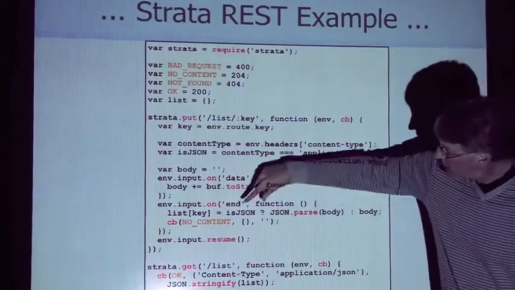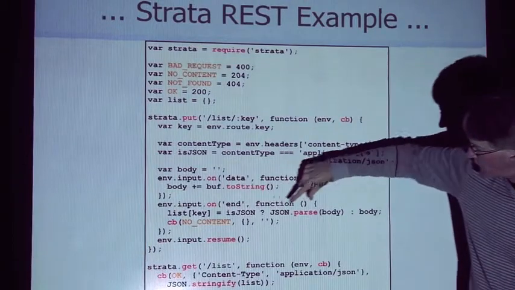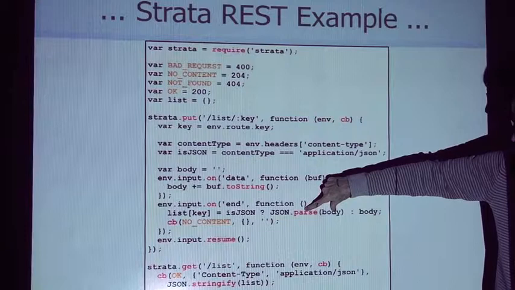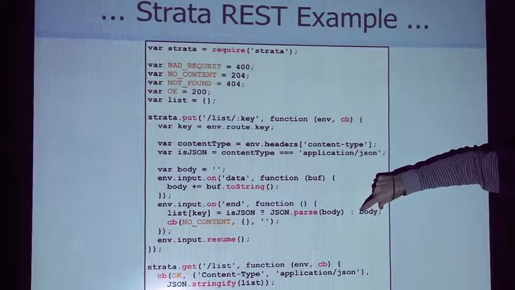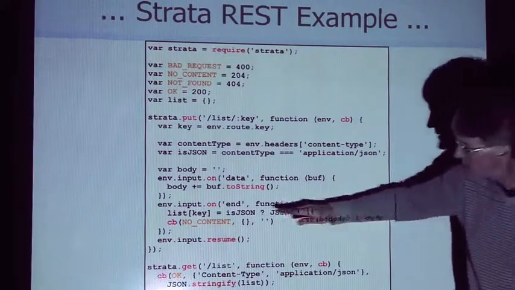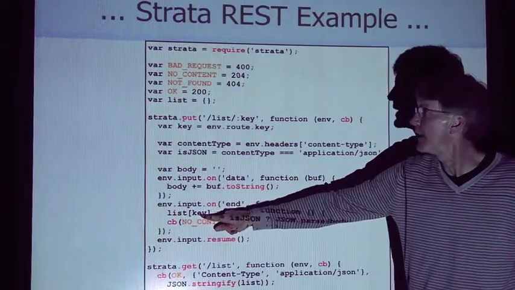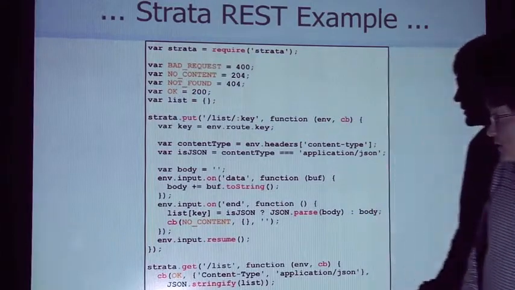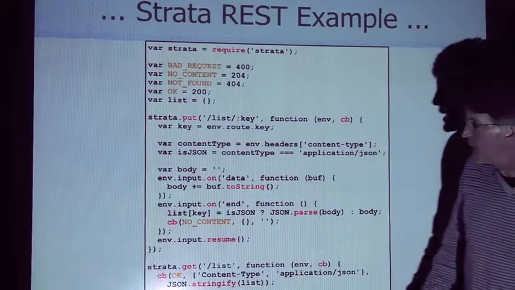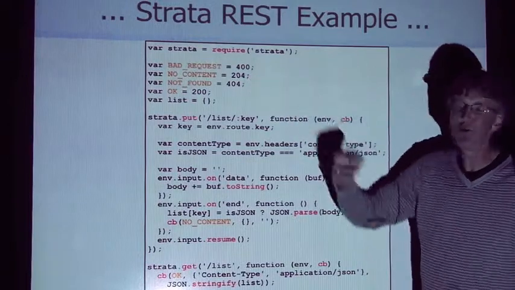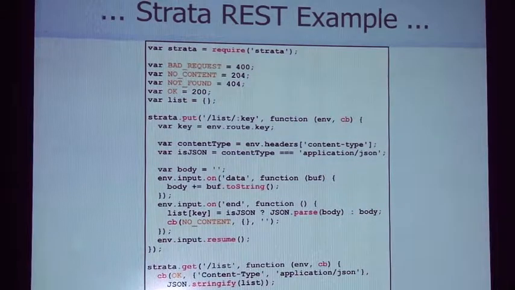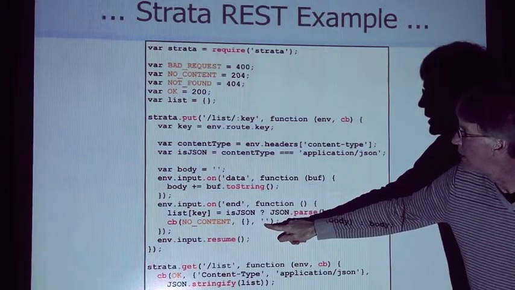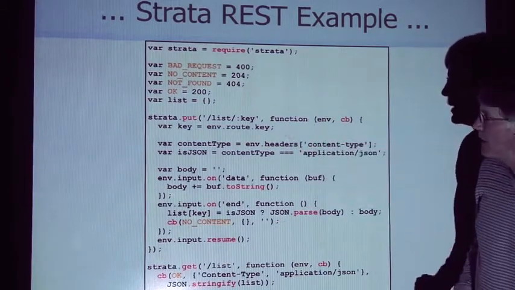And then I'm going to say, if the content type was JSON, then I want to parse that body and get back a JavaScript object. But if it wasn't JSON, I'll just use the body as it is, as a string. And that's the value that I'm going to associate with that key. And I'm just storing it into this JavaScript object. And then I'm going to send back my response, which is no content. It's a 204. It's a successful response, but I'm not sending back any body. And that's why I have an empty string here. So that's all I need to put something into this.